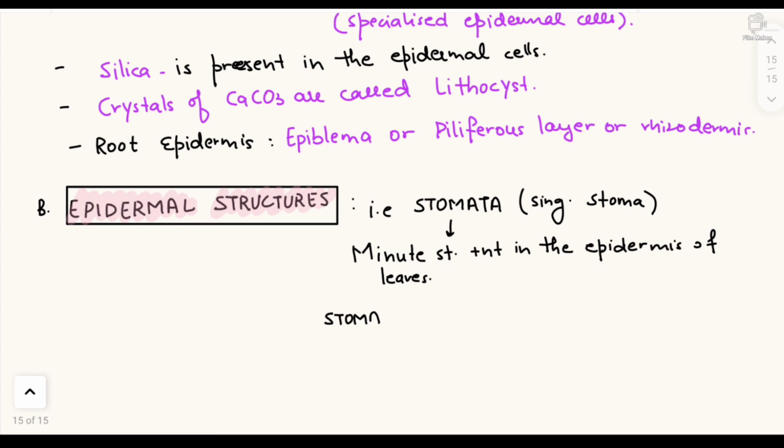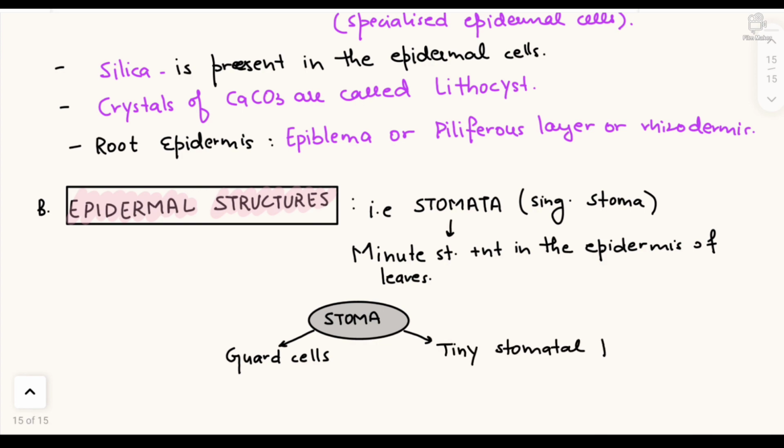The singular form of stomata is stoma. We know it's a minute structure, and the stoma mainly consists of two parts, that is the guard cells and the stomatal aperture, or we can say the stomatal pore, the tiny stomatal pore.